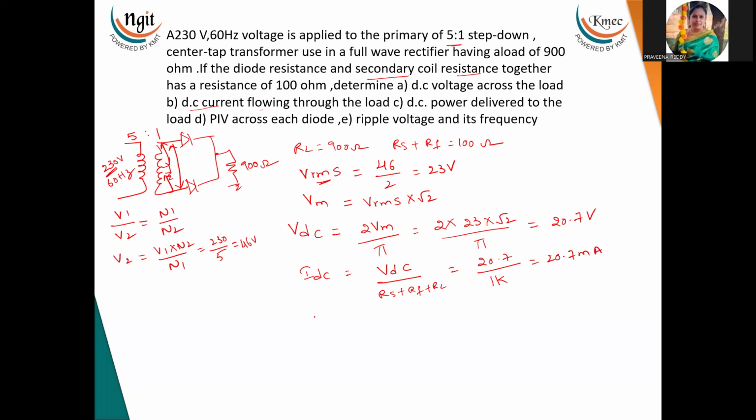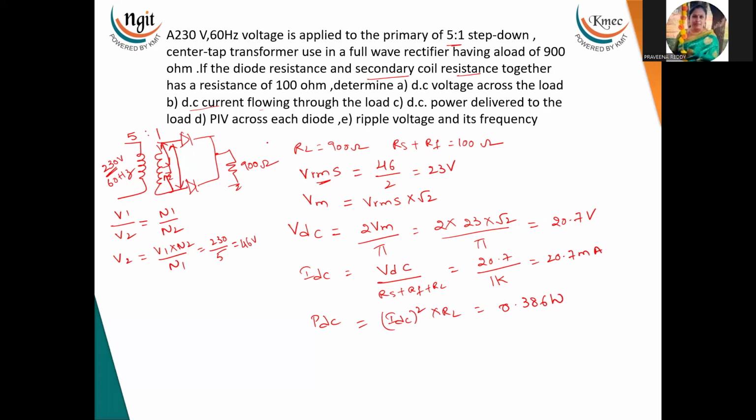Now PDC is equal to, now you know the VDC and IDC, just if you multiply these two together, then you will get the PDC, or otherwise IDC square into RL. So anything if you do, then you will get. So now here you will get PDC is equal to 0.386 watt.